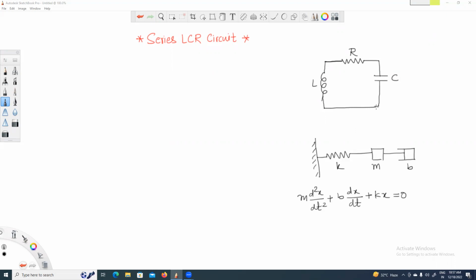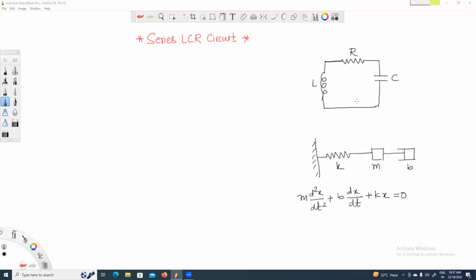We want to study the analogy of this series LCR circuit with what we learned in the previous lecture, which is our mechanical harmonic oscillator with spring constant K, mass M, and damping B. Now remember, we are not forcing this system with any kind of periodic force. That's why we have not applied any kind of AC source across this series LCR circuit.